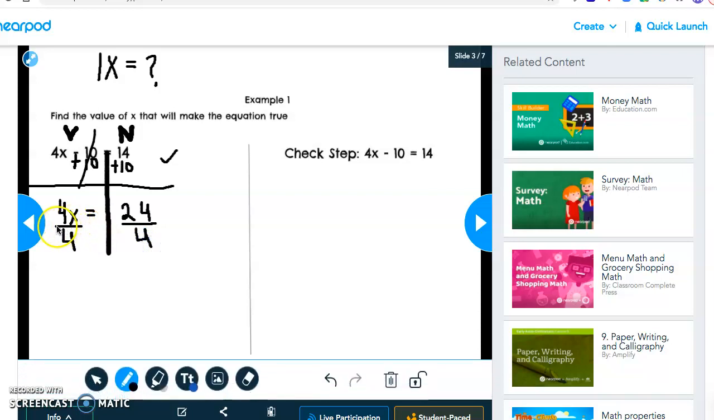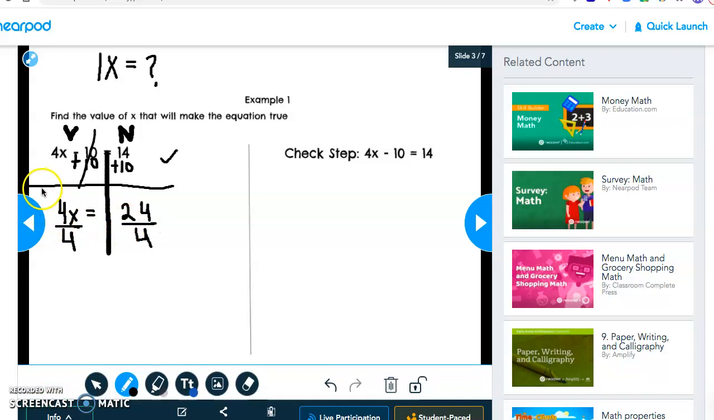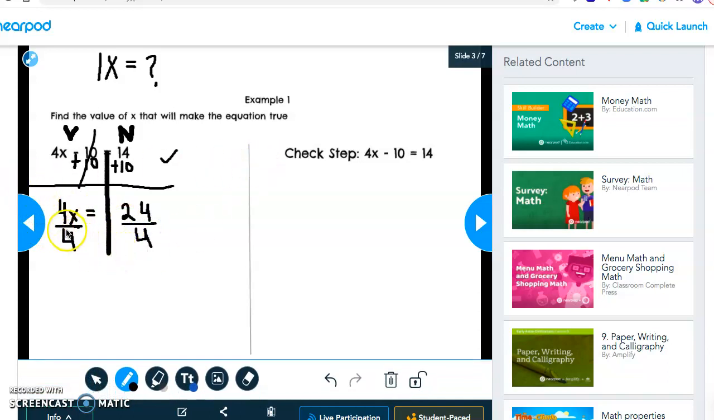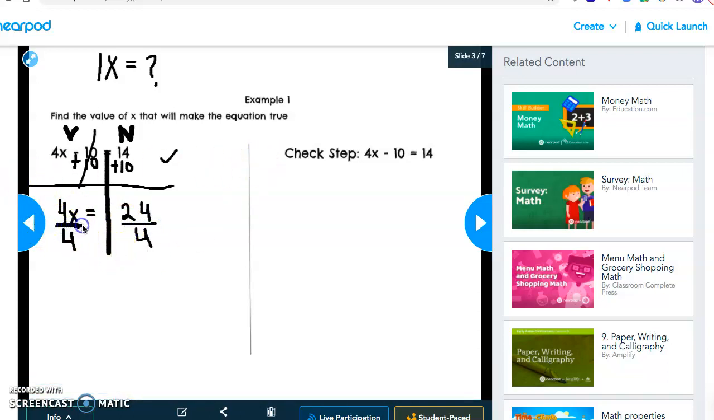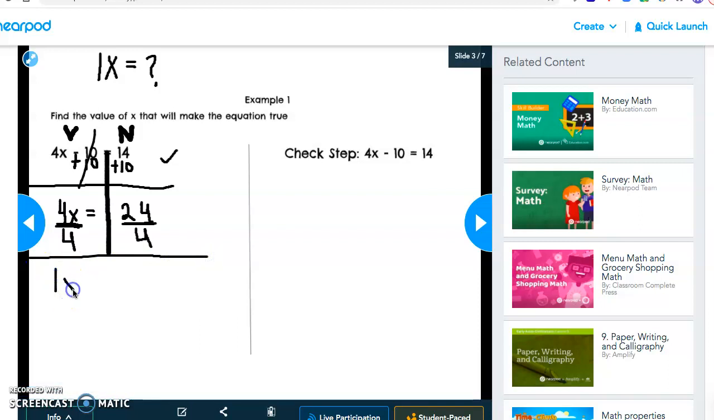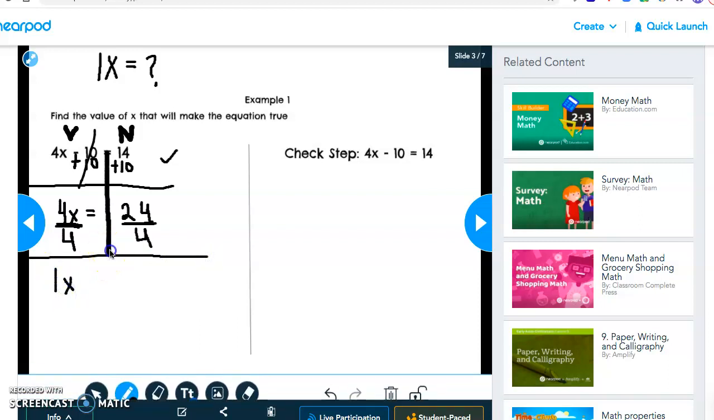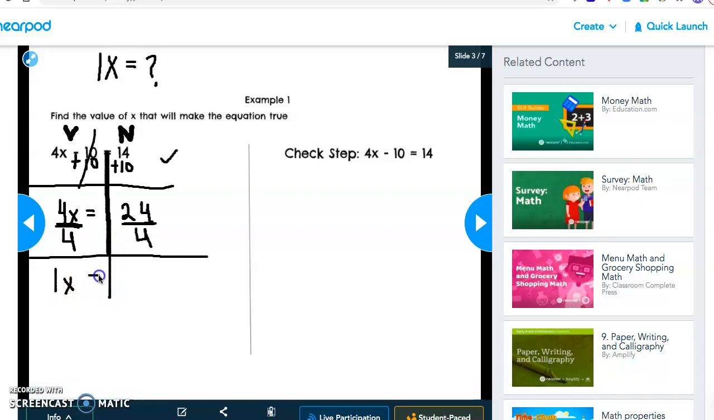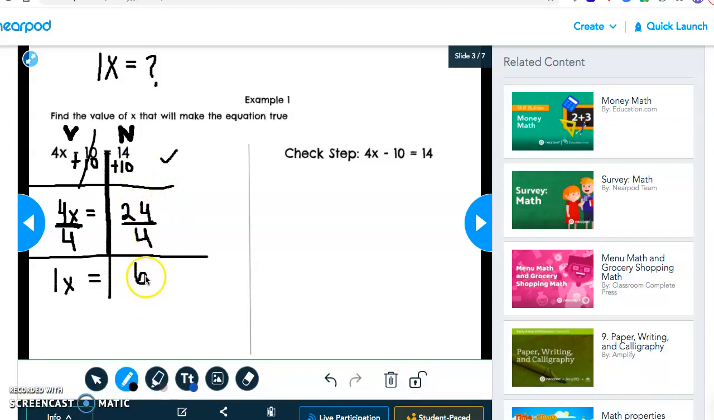And you need to make sure that you actually show the fraction bar, that it looks small like this. Some of you were using this huge line. Nope, it's a little line that shows division. Just a little line right here. Okay, and then we get 1x equals 6, because 24 divided by 4 is 6.